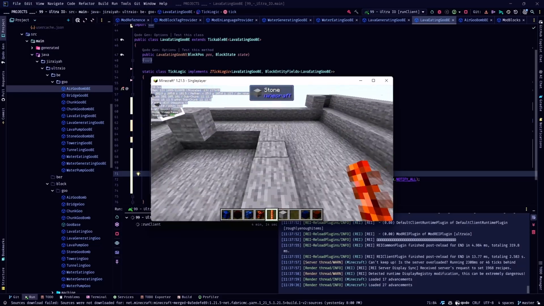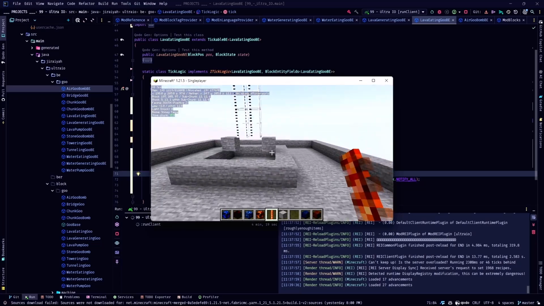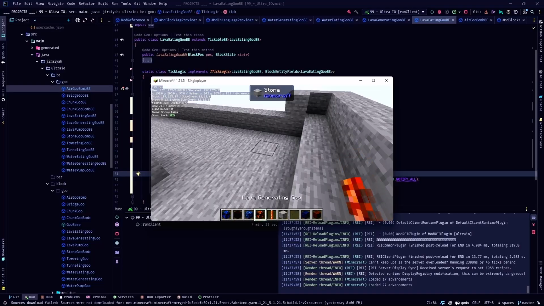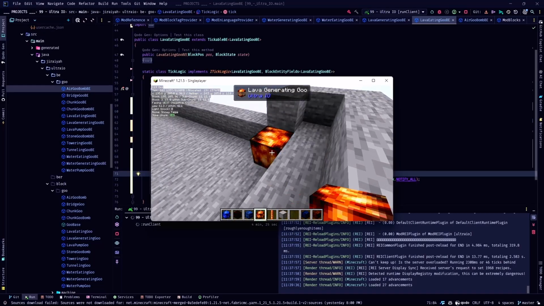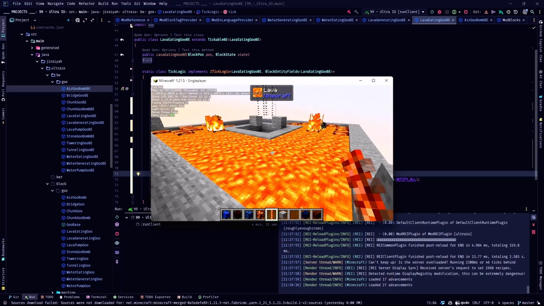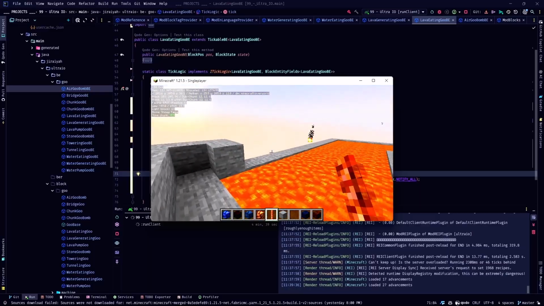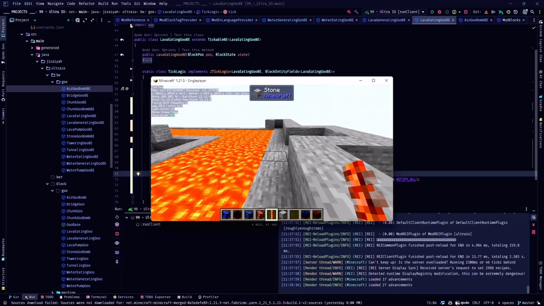Okay, and you notice that it did leave this central section because it was not able to bypass the stone. Let's go with the lava generating goo and let's activate it. As you see, it will be converting to lava, and you notice that some of those blocks are taking fire. Now this is not what we want. We will address it in a few minutes.